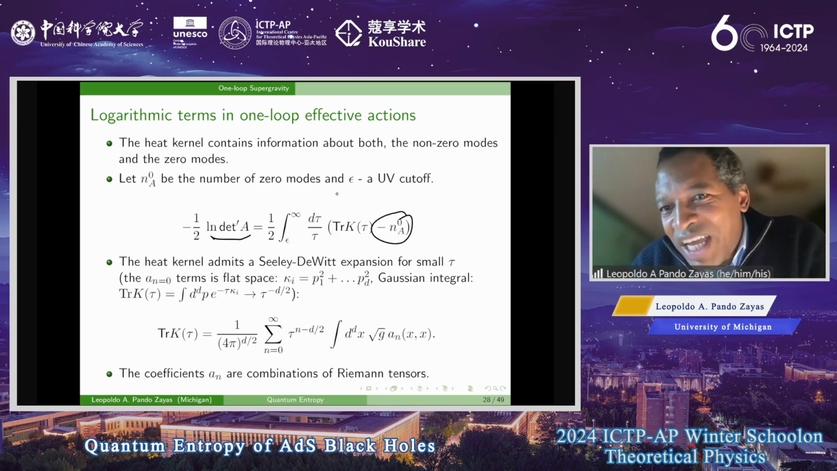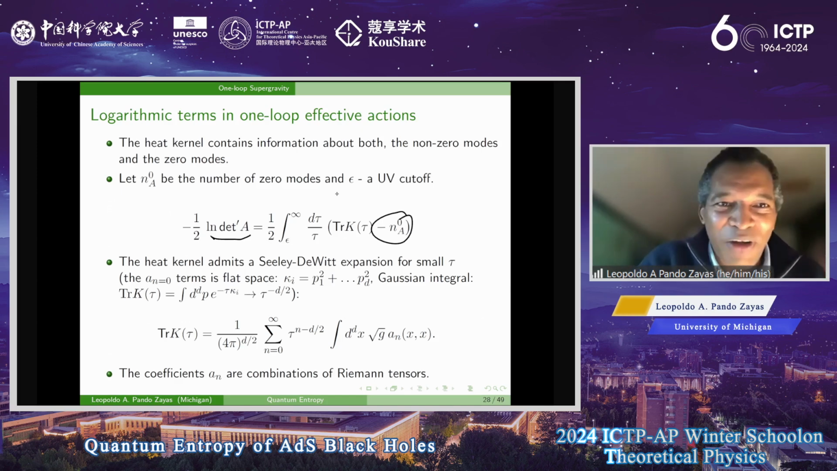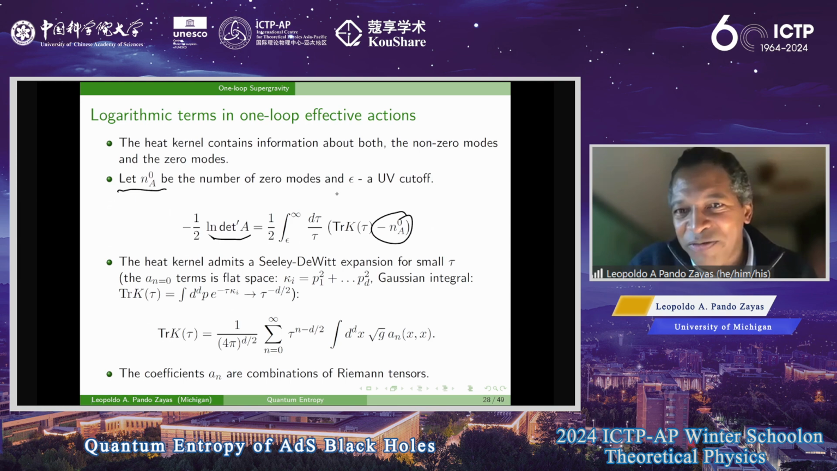So what I want to compute is the one without zero modes, so I need to subtract them. So n_A tells me how many zero modes you have, so I subtract them. This is fact number one. I need to deal with the zero modes separately, so I subtract them from here, and then I have to add them back. And now, another important fact is that the heat kernel admits a Seeley-DeWitt expansion for small values of this τ. It's like a Schwinger parameter.